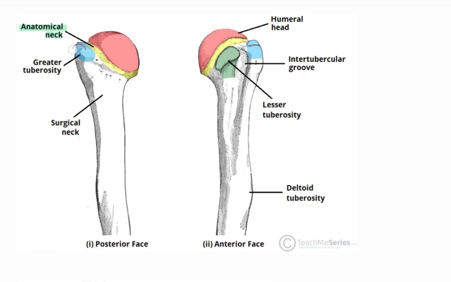So this is the anatomical neck, which is separating the greater tuberosity and the head. Posteriorly, as you can see here, is the intertubercular groove, which is separating the greater and the lesser tuberosity. And this now is the surgical neck.